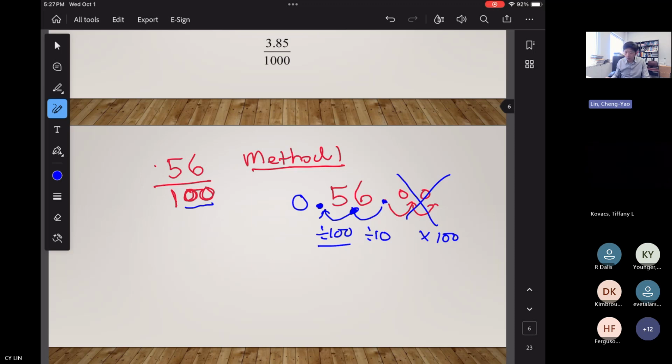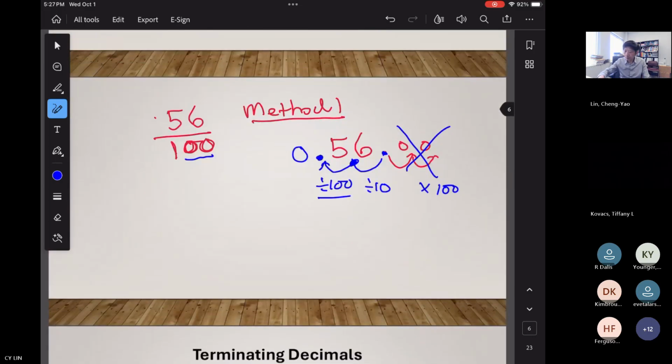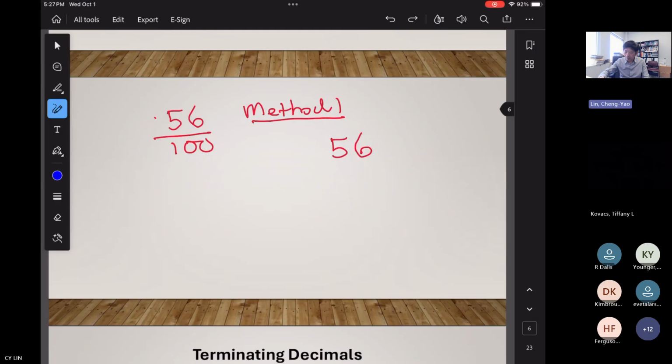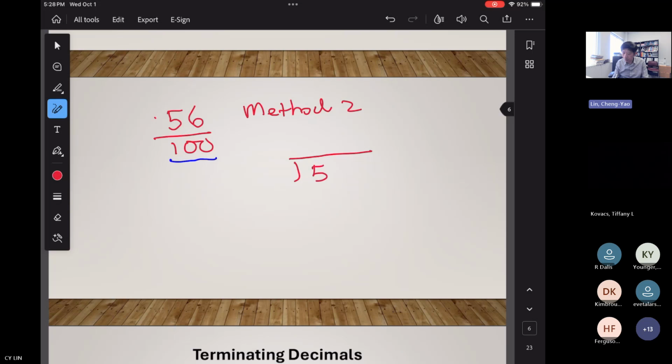That's method one for 56 divided by 100. And what is method two we can do? For this problem, we're only dividing by 100, so luckily we can do it this way, okay? Now what about method two? We can use a long division to help us for this. 56 divided by 100. Okay.